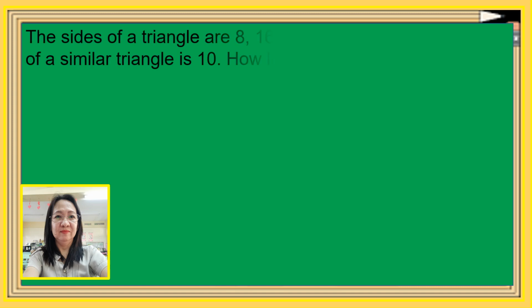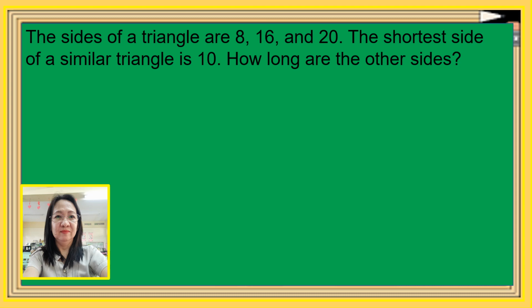Now let me show you this problem. The sides of a triangle are 8, 16, and 20. The shortest side of a similar triangle is 10. How long are the other sides? So to easily solve the problem, it is important to illustrate. So let us draw the first triangle and let us label this.